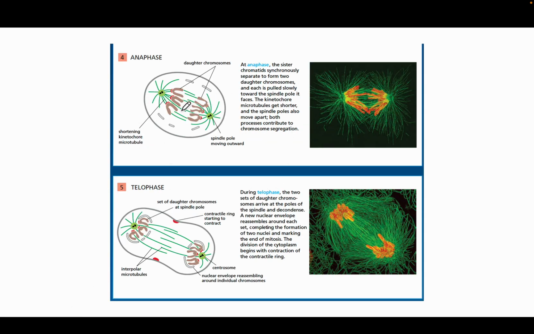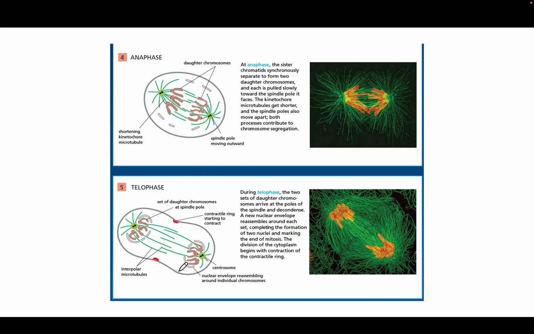In anaphase, now the sister chromatids will be separated. So the sister chromatids synchronously separate to form 2 daughter chromosomes, and each is pulled slowly towards the spindle pole at its faces. The kinetochore microtubules get shorter and the spindle poles also move apart. Both processes contribute to chromosome segregation. So here we can see shortening kinetochore microtubule. Those are spindle pole moving outward. Those are 2 daughter chromosomes. Here is a real view. You can see sister chromatids are getting separated with the help of microtubules.